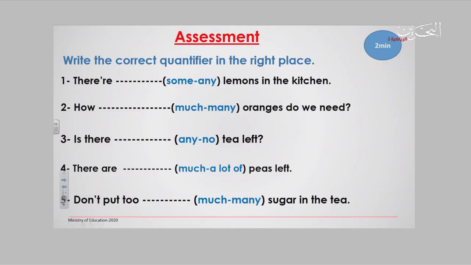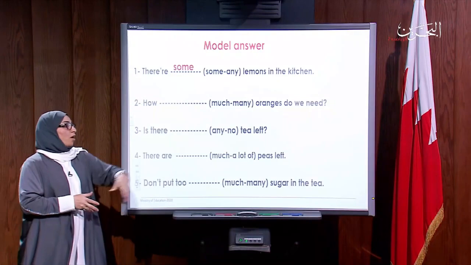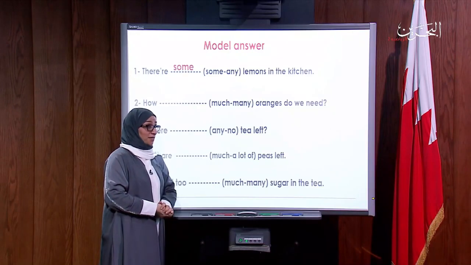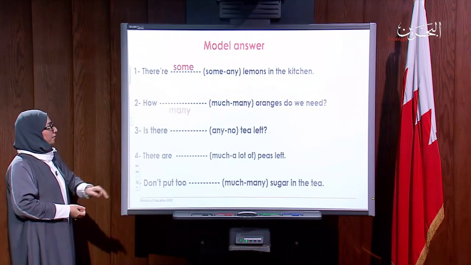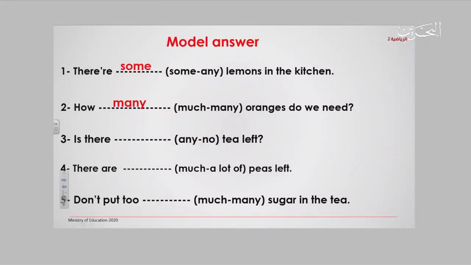Now, let's check the answers. There are some lemons in the kitchen. Why can I not use any here? Because the sentence is not negative. Number 2. How many oranges do we need? Why not much? Because oranges are countable. Excellent. Let's go to number 3.